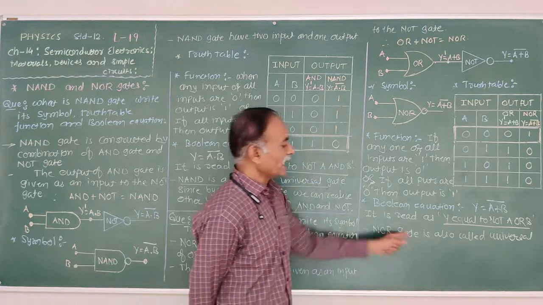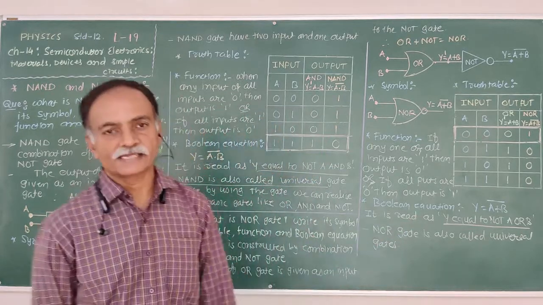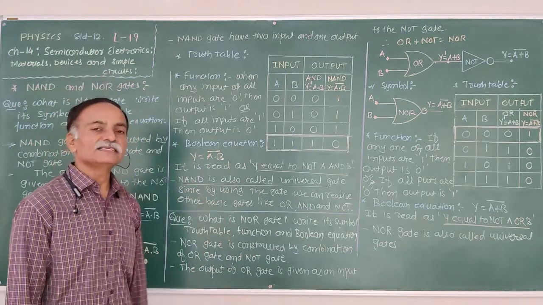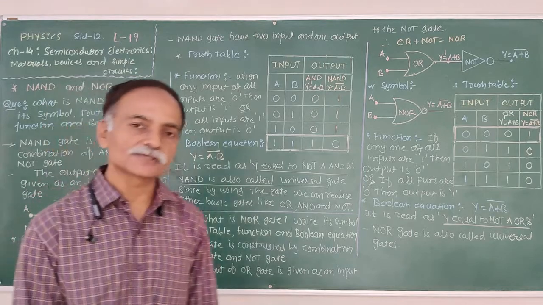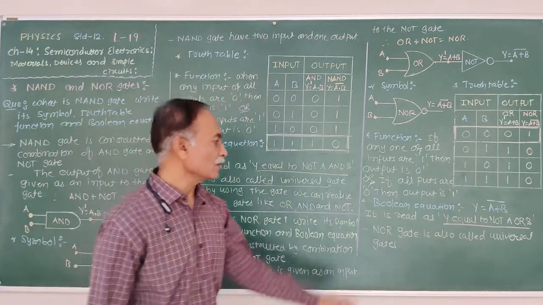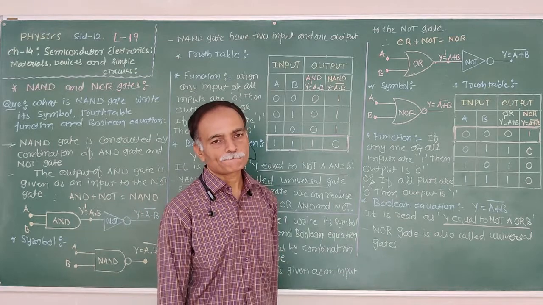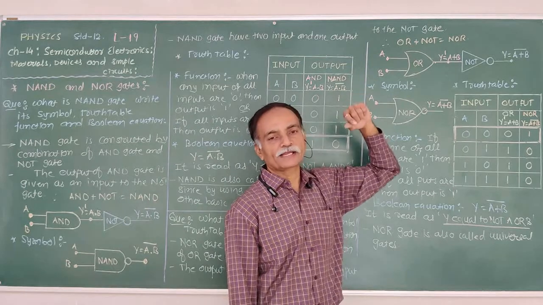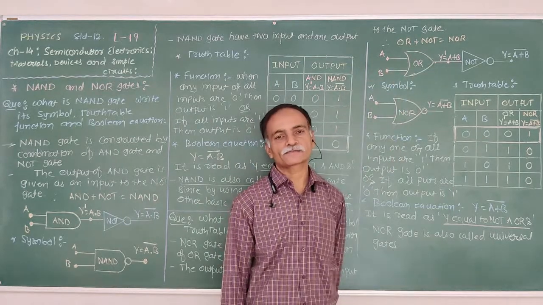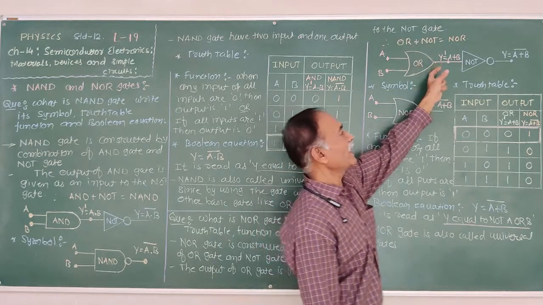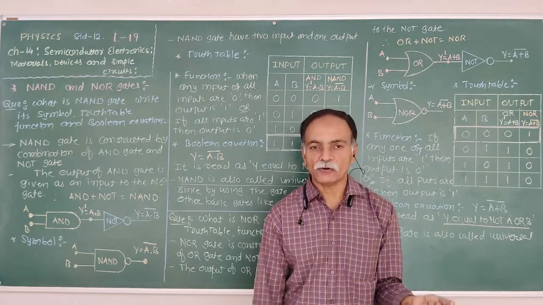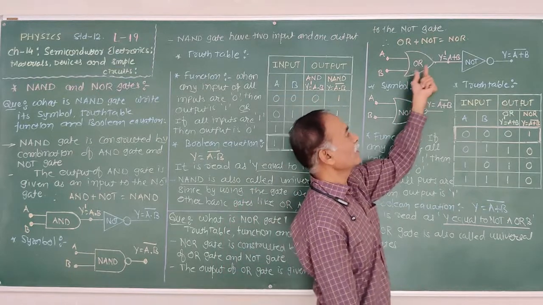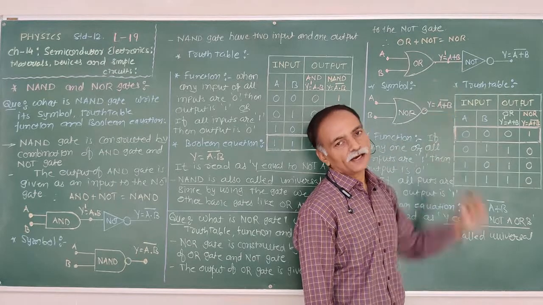Clear? NOR gate is also called a universal gate, same as the NAND gate. So we can realize the basic gates like the OR gate, AND gate, and also the NOT gate by using the NOR gate. Again, how do we obtain the NOR gate? By the combination of OR and NOT gate. OR plus NOT gives the NOR gate. It means the output of the OR gate is given as an input to the NOT gate.